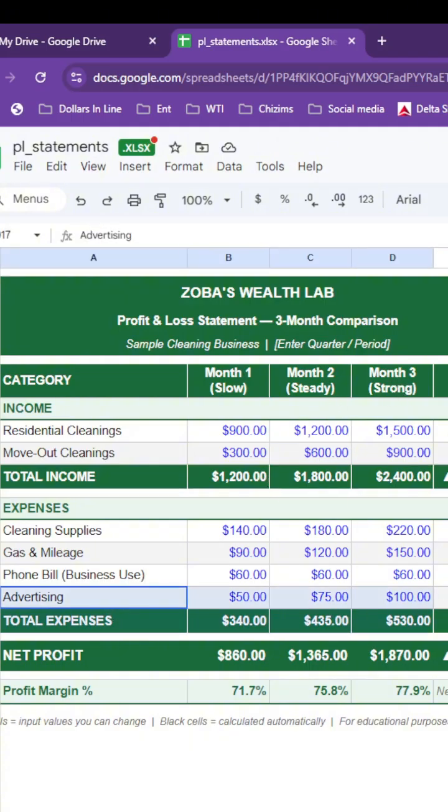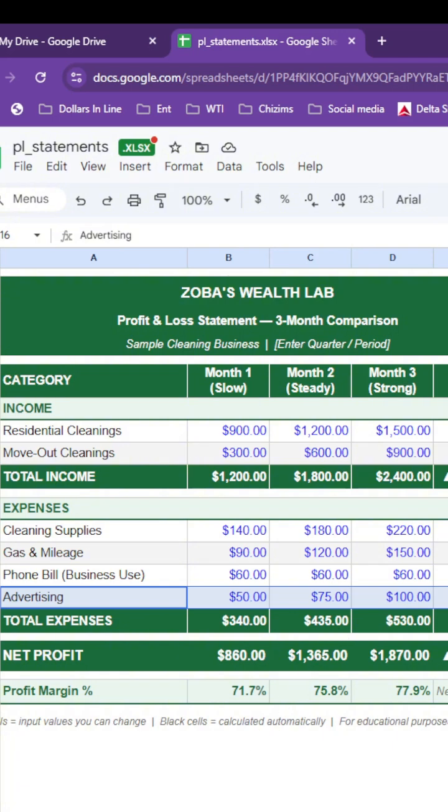Am I spending on the wrong thing? Is it social media? Is it a type of social media? Is it flyers? Should I not advertise? That's a business decision you get to make, but you will not be able to see this if you do not have a profit and loss or a report to go back and take a look at.